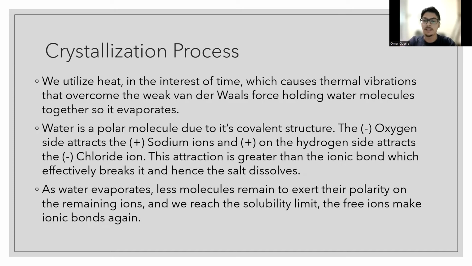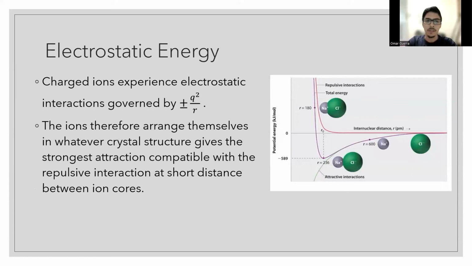This means that as we reach the solubility limit, the free ions once again feel attracted to each other and make ionic bonds. So, the electrostatic energy. The long-range interaction between ions of charge, Q, plus or minus, is the electrostatic interaction. They're governed by this equation, Q squared over R, R being the distance between them.